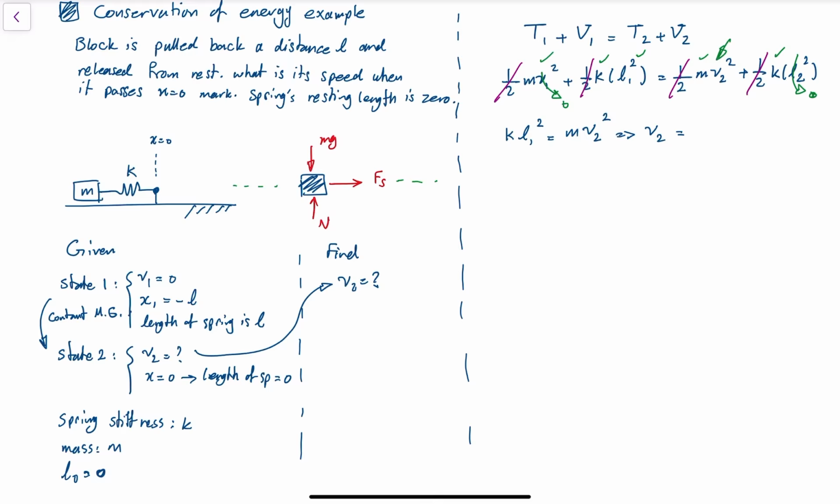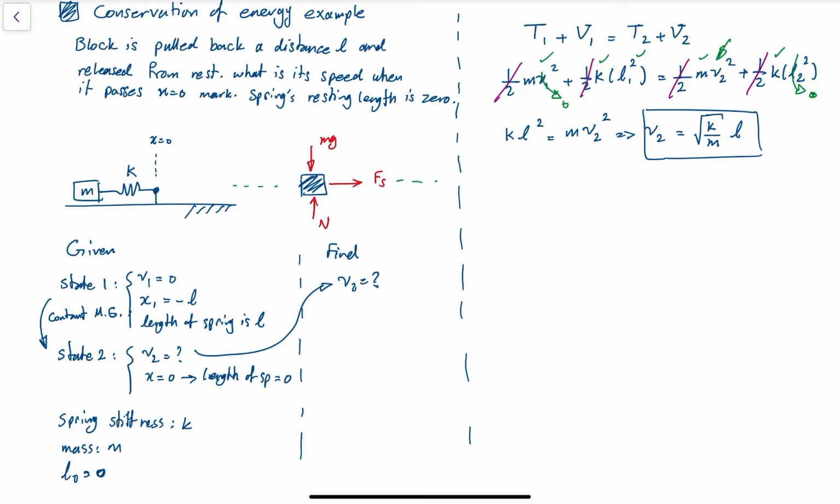I call this L. I didn't call. Yeah, I called it L. And it is the square root of k over m times L. Right? I hope so. Something looks weird. Let me double check.